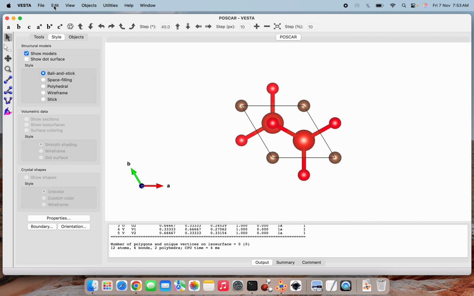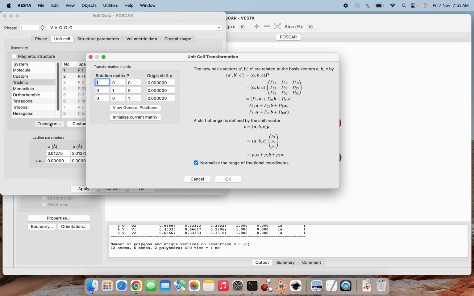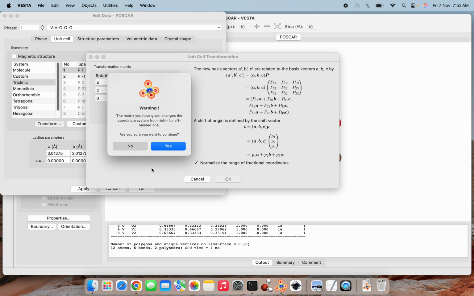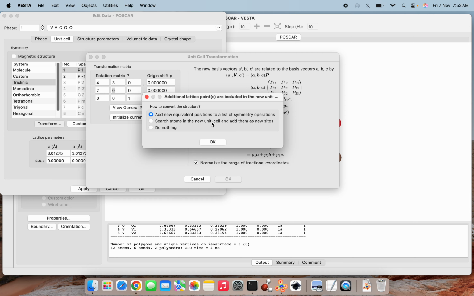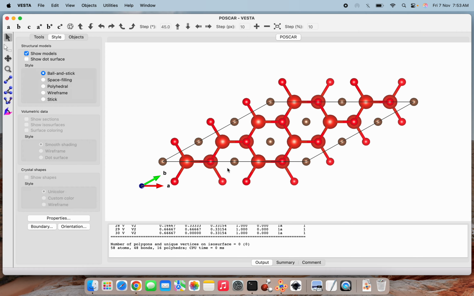Now what we will do, we will simply go to Edit, then Unit Cell, then in Transform we will provide the matrix which we have derived, that was 4 3, 4 3, and here it was 2 I think, and this is 0 and this is 0, 0, 1. Okay, let's go here, yes, this one. Okay, apply. Okay, so now you can see.